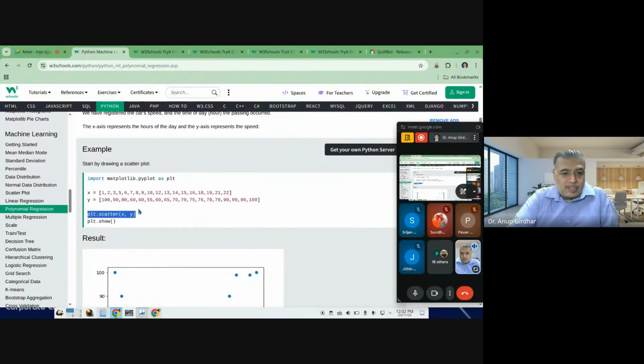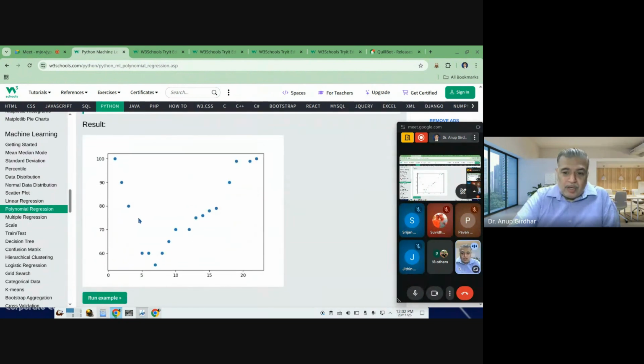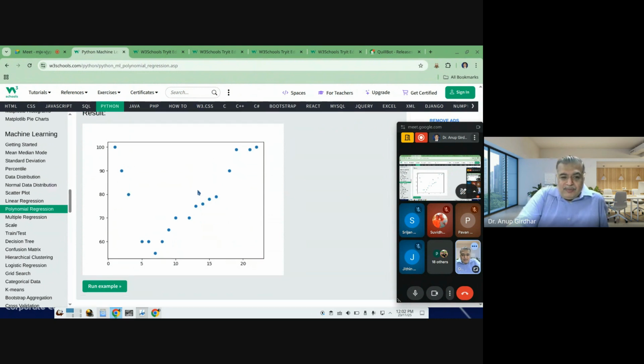So plot your scatter plot and show the plot. You will get something random like this. Now we cannot draw a straight line like this or that, because there are a lot of outliers. So it means the data set is not fit for linear regression. That is why we are going for a polynomial regression.